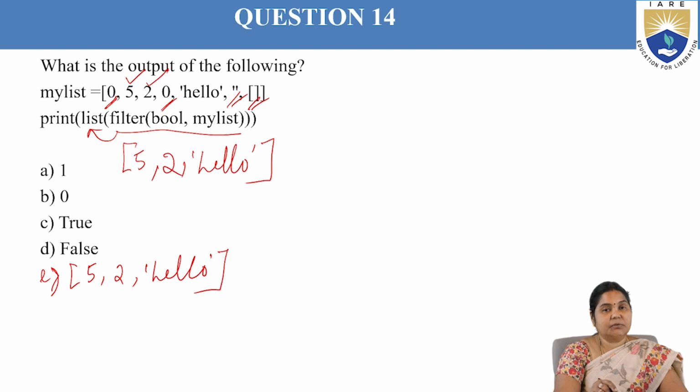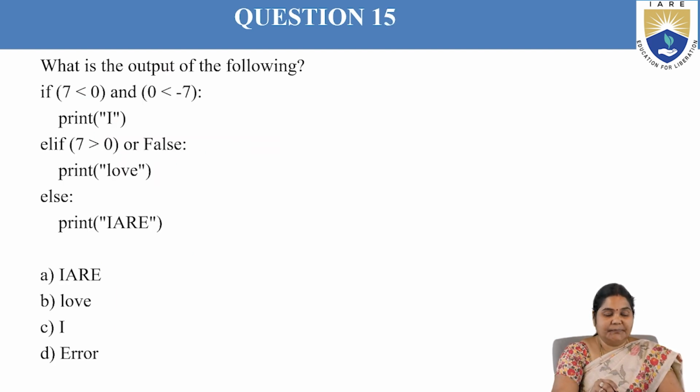I hope it is understood how to apply a filter function on a list. You are forming a new list by filtering it based on the Boolean function. Now, coming to the next question.